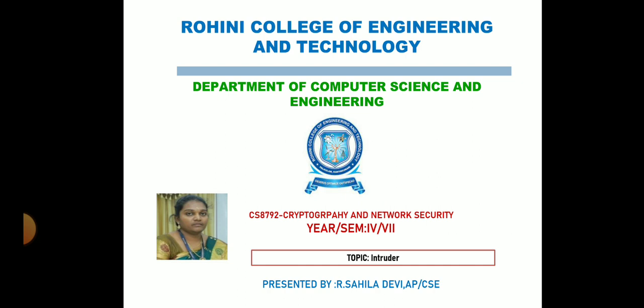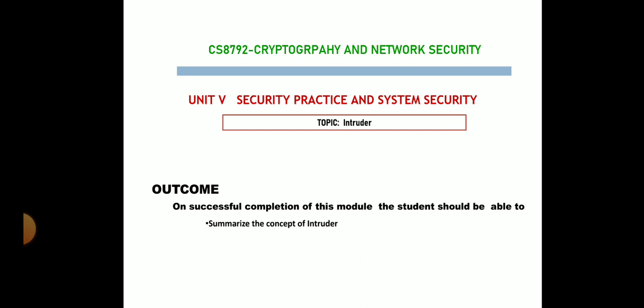Today we are going to discuss the subject CS8792 Cryptography and Network Security. In Cryptography and Network Security, today we are going to discuss Unit 5. The topic is Intruders. The outcome of learning this topic is that, on successful completion of this module, the student should be able to summarize the concept of intruders.